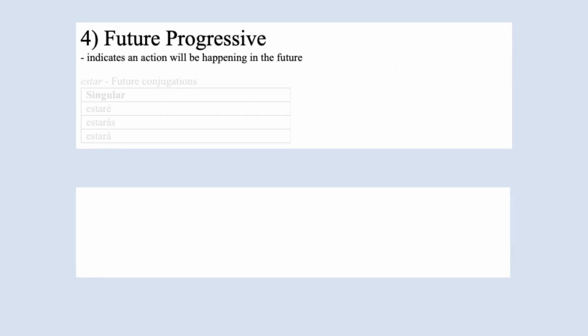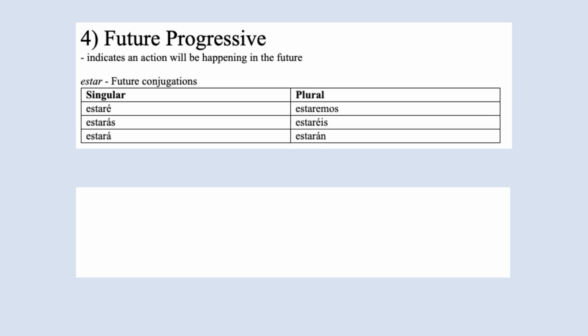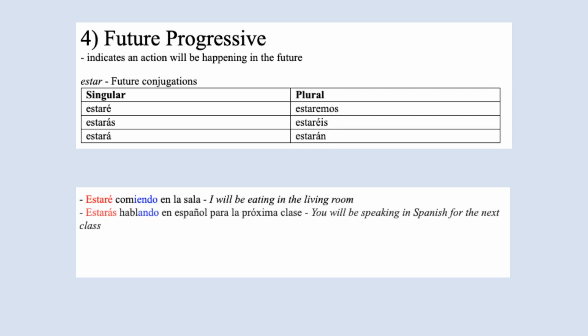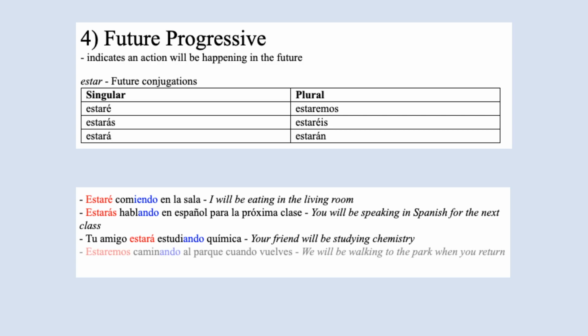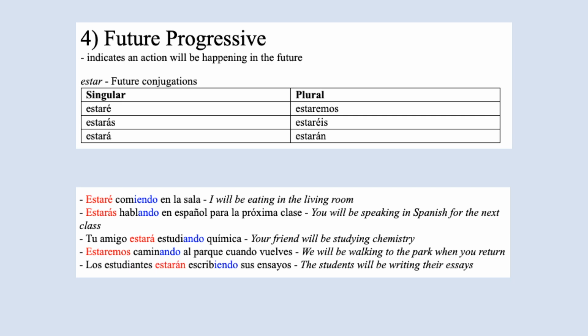The future progressive indicates an action will be happening in the future. Estaré comiendo en la sala. Estarás hablando en español para la próxima clase. Tu amigo estará estudiando química. Estaremos caminando al parque cuando vuelves. Los estudiantes estarán escribiendo sus ensayos.